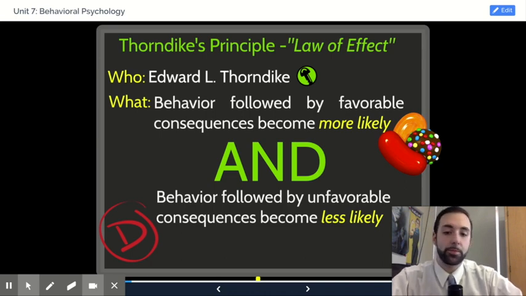Then the opposite is true. If a behavior is followed by an unfavorable consequence, that behavior is less likely to occur. If you get a speeding ticket for speeding on the highway, according to Thorndike's principle, also known as the law of effect, you are simply going to be less likely to speed on the highway going forward, because obviously getting a ticket is an unfavorable consequence. This very basic, simple concept known as the law of effect is in many ways the underlying principle of what we're about to talk about in regards to operant conditioning.